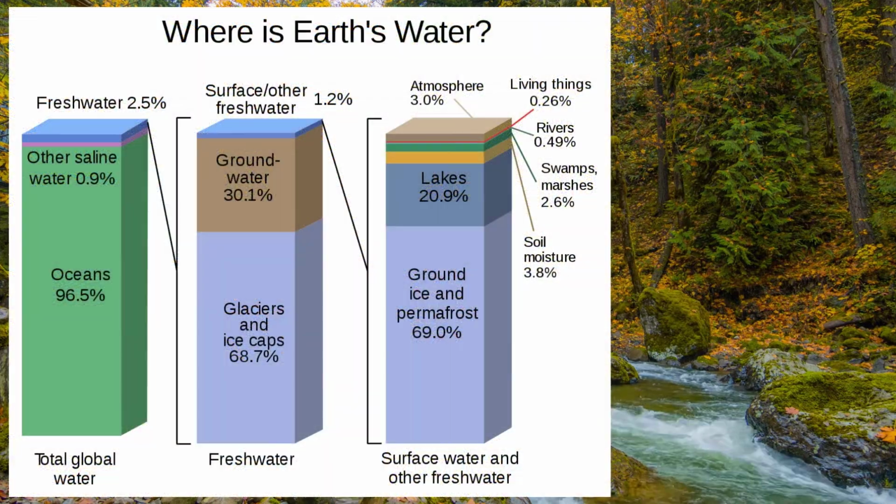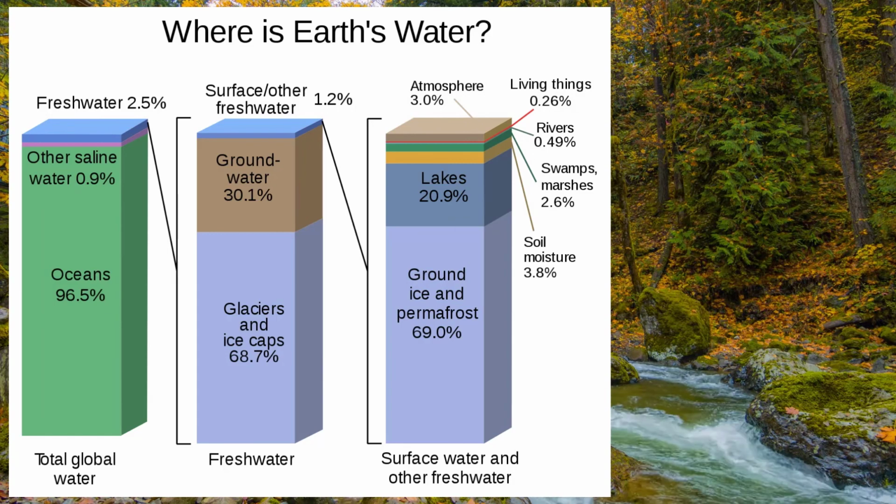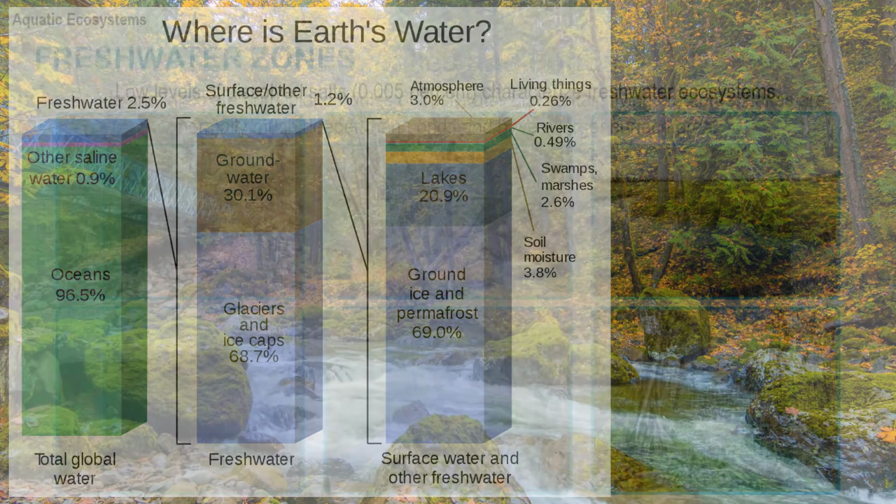Freshwater is only about 2% or 3% of all water on the earth. Of that 3%, if I'm not mistaken, only about 2% is in surface ecosystems, because 30% can be found in the ground or in groundwater, and 68% is in the glaciers.